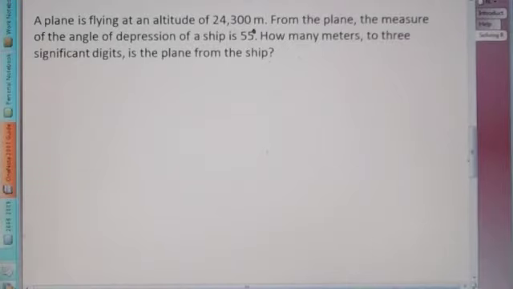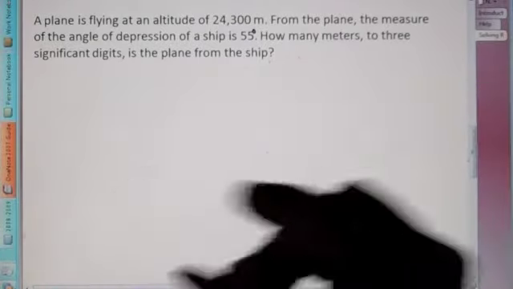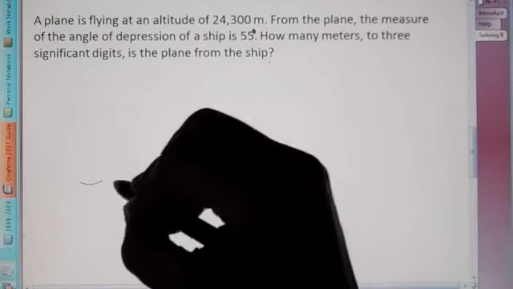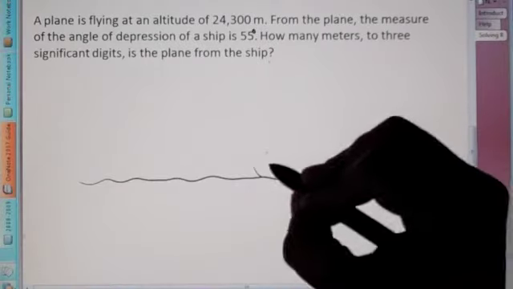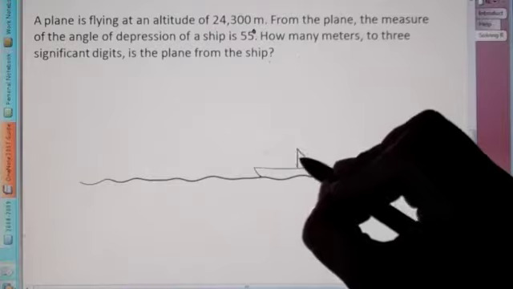Okay, so the next example says, a plane is flying at an altitude of 24,300 meters. From the plane, the measure of the angle of depression of a ship is 55 degrees. How many meters to three significant digits is the plane from the ship? So, best thing to do in this situation is draw it out. So we have nice little water, and then we have a ship. This is a very, very sad looking ship, but there we go.